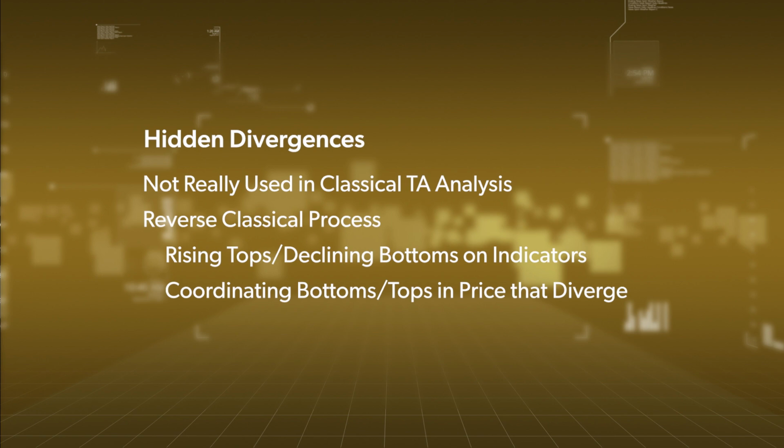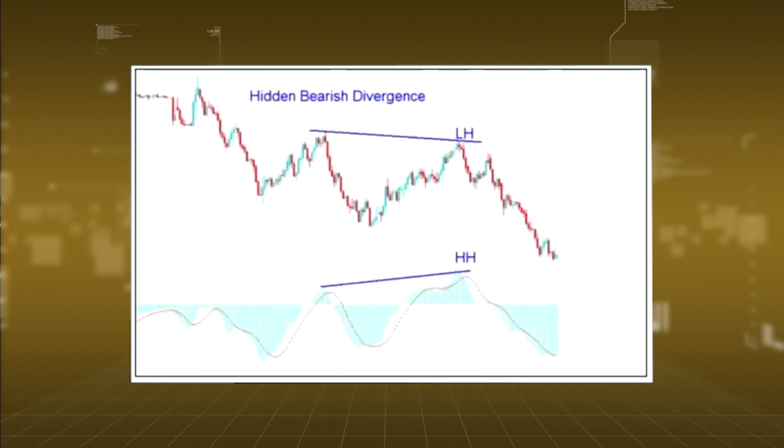That's a way to remember it. You're switching it around. So in price, you're looking for rising bottoms and declining tops like we usually do. And then we look at the corresponding tops and bottoms on those indicators. So it's a reverse of that process, and that means it's the reverse expectation as well.